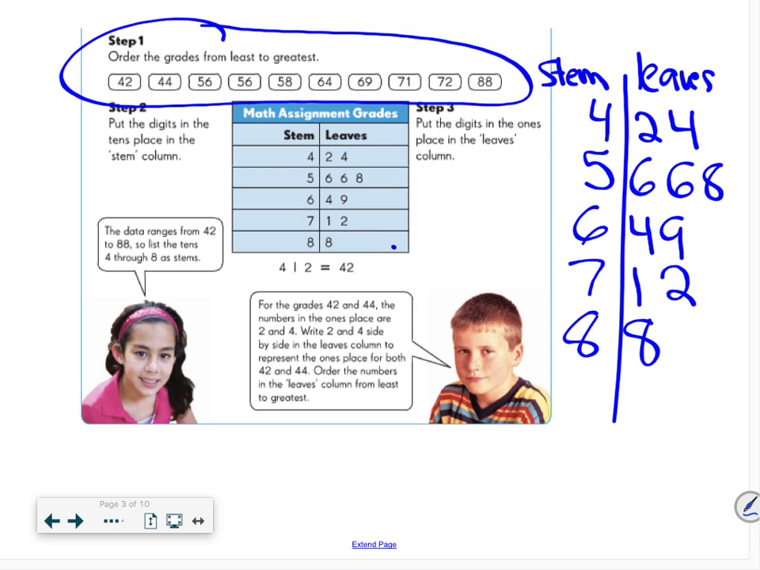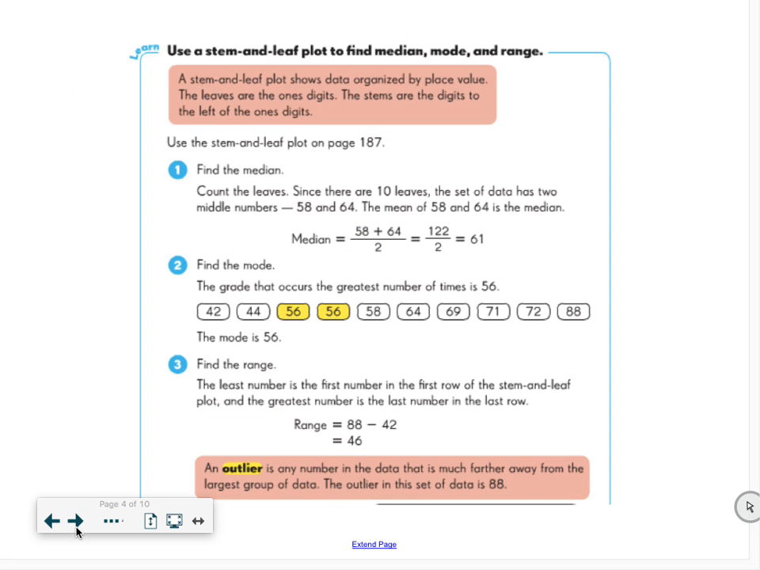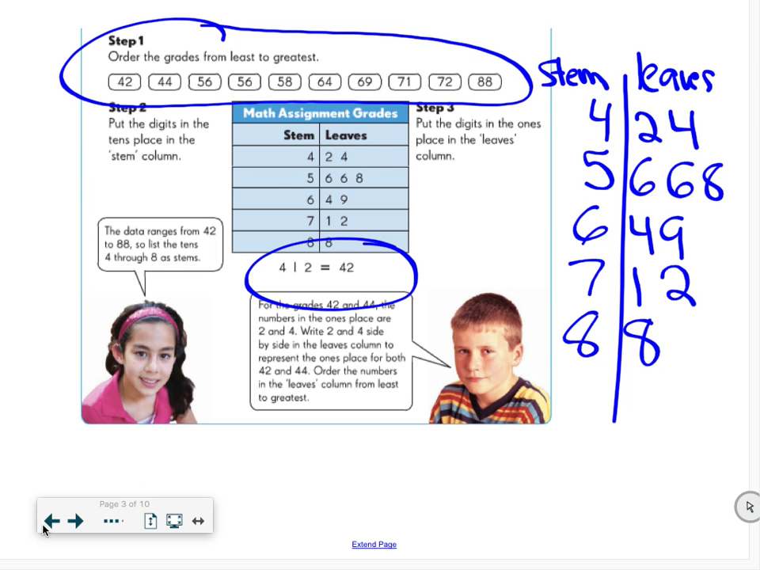Remember, at the bottom is this key of how to read it. It means for line 2, you read it as 42. Okay? So the leaves should be in order from least to greatest. Now, based on the information in the leaves, you can find the mean, median, mode, and range. An outlier you could also find as well.